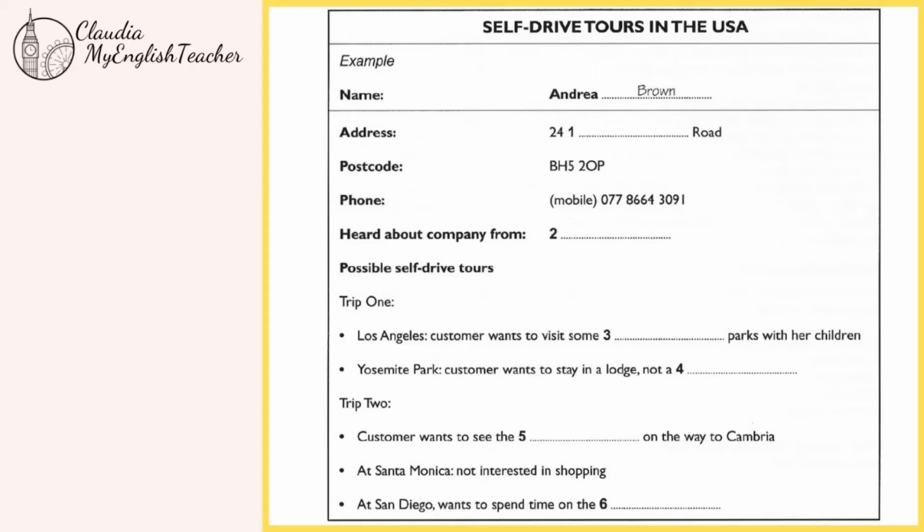Could I have your name, please? Andrea Brown. Thank you. And your address? 24 Ardley Road. Can you spell that? A-R-D-L-E-I-G-H Road.